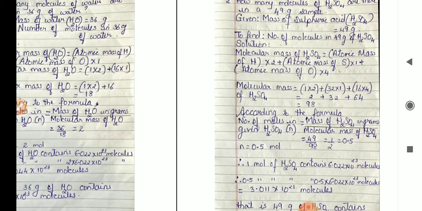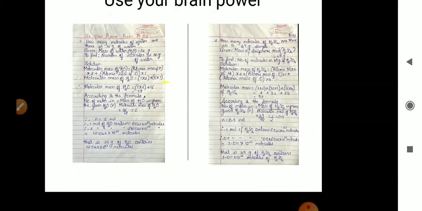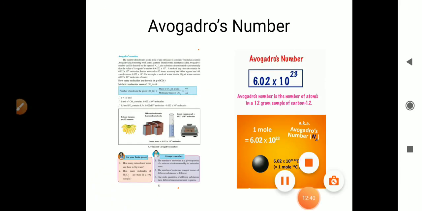1 mole of H2SO4 contains 6.022 into 10 raised to 23 molecules. So 0.5 moles will contain 0.5 into 6.022 into 10 raised to 23 molecules. That is equal to 3.011 into 10 raised to 23 molecules present in 49 grams of H2SO4. Now we will see 2 videos, and I hope you have understood the various concepts.